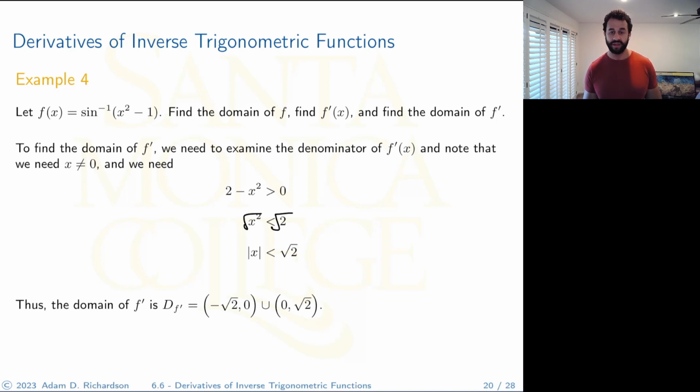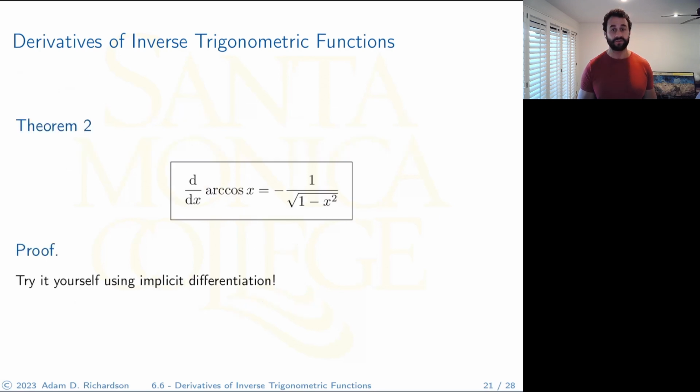But then we got to remember that x cannot be 0. So we do have a little bit of a gap there. Looks kind of like a smiley face, right? So it's from negative root 2 to 0, skip 0, and then 0 to root 2. Okay, now let's get the next result.